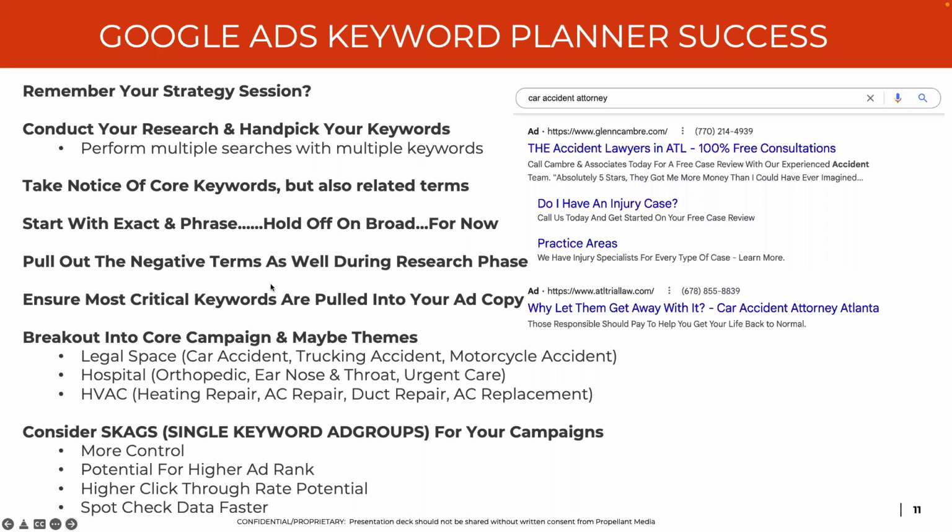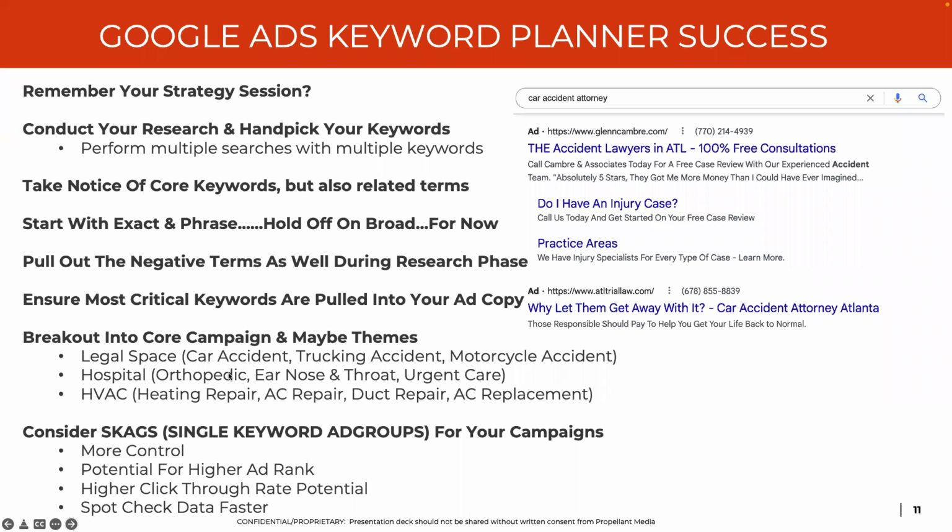And so this is an example of how we would break out, and how I think you all should think about how you break out, the core themes of your campaign. So if you're in a legal space, don't put all of your services into one campaign. Put them into separate campaigns. You may be an accident attorney, but you do things within trucking, motorcycle, as well as car accident. All three of those should have their own campaigns, in my judgment, in our experience.